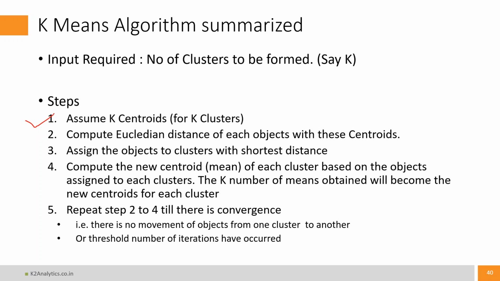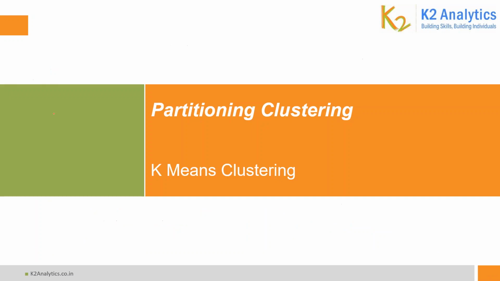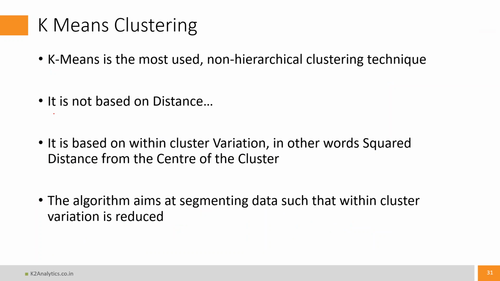Now before I move forward, an important question. In the beginning slide, I mentioned K means is not based on distance, it is based on within cluster variation. Explain why it is not based on distance and why it is based on within cluster variation. Those who are watching the video online, pause here, think upon it, and then continue. You will get the answer which I am going to state.